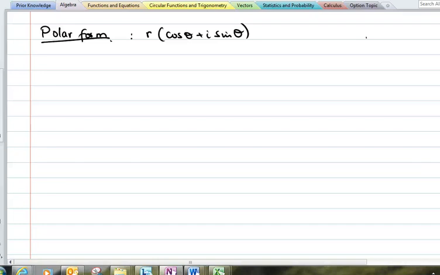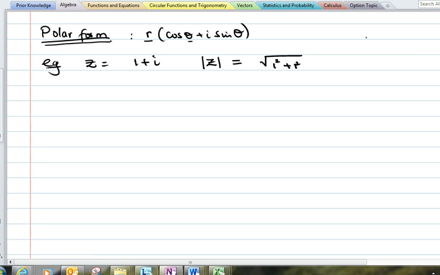So once the modulus and the argument of a complex number have been established, then we are able to write that complex number in the polar form. For example, if the complex number z is equal to 1 plus i, then the modulus of z can be found by finding the square root of 1 squared plus 1 squared, which are the coefficients of both the real and imaginary part, which is root 2.